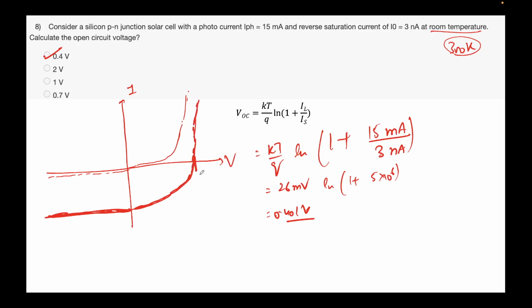This is the VOC, 0.4 volts. This is what we are talking about. What was it? 15 milliamps. This current over here is what? 3 nanoamps.